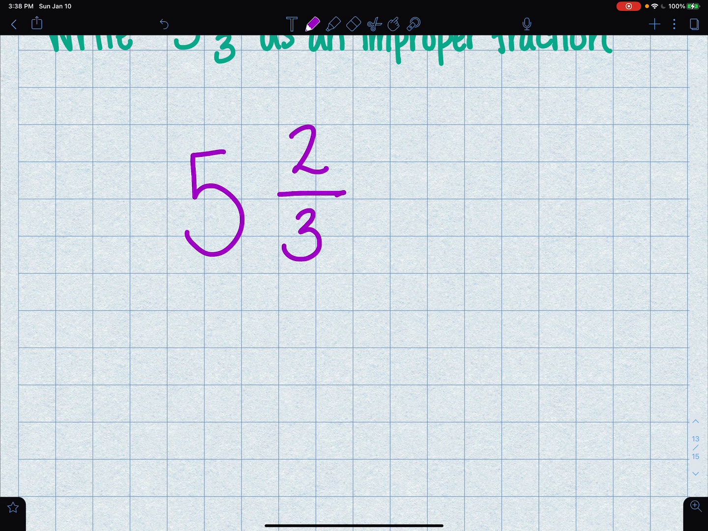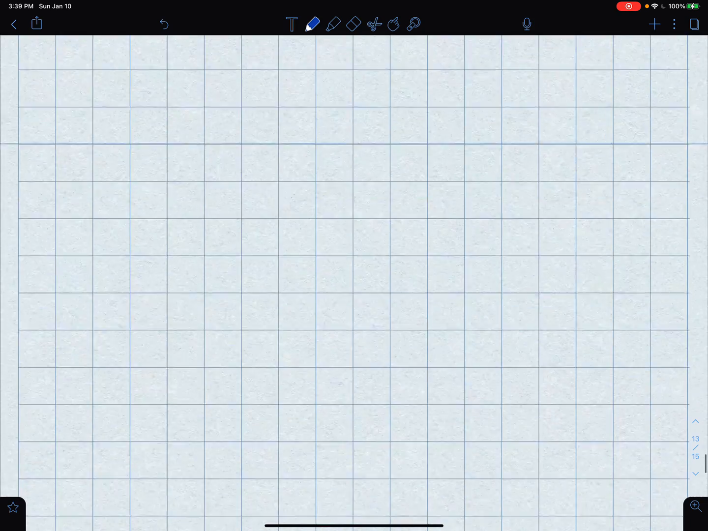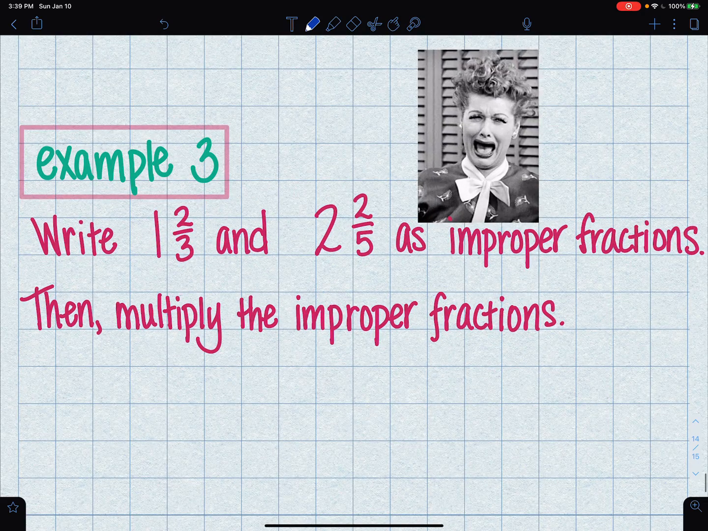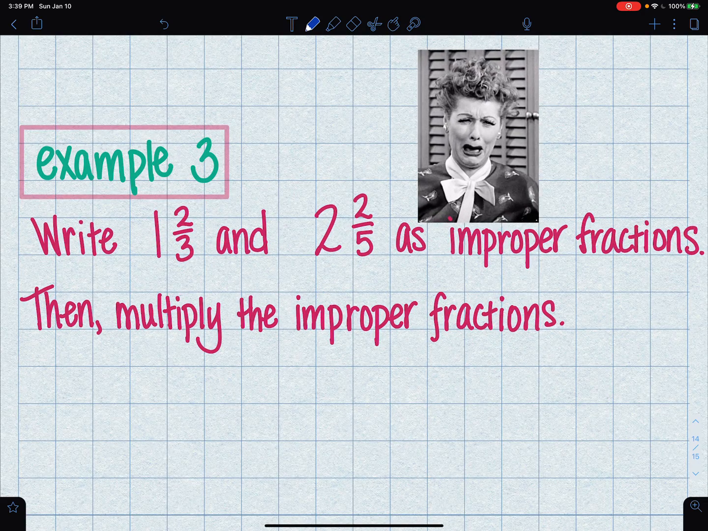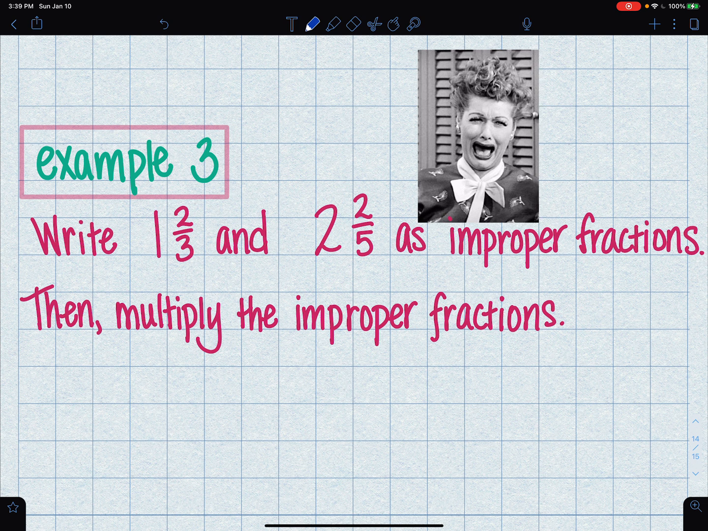So I know that it's going to be something over 3 because this denominator stays the same. And then I'm going to do 3 times 5 is 15. 15 plus 2 is 17. So the answer is going to be 17 over 3. Okay, so that's the quick way of doing it. Easy peasy, right? I know, not that easy, but I think you can do it.